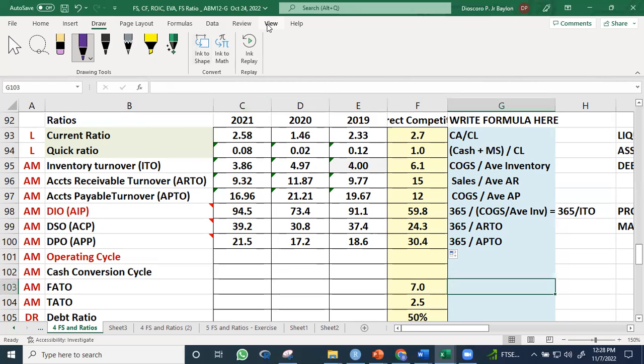Okay, pause. Okay, again guys, tanong ko kayo, clear ba yung concept ng ITO in relation to DIO, ARTO in relation to DSO, and APTO in relation to DPO? Okay, I'll wait for your chat, class.